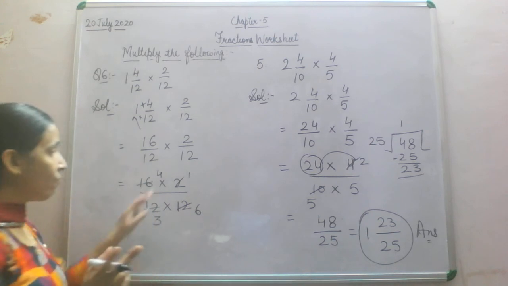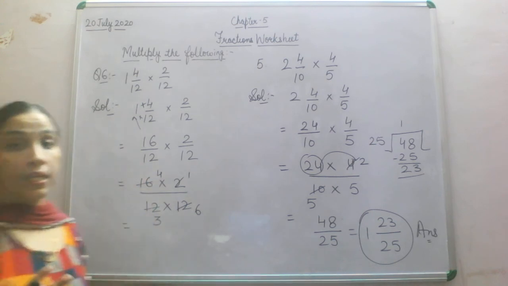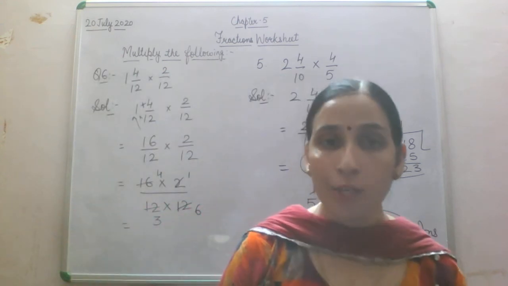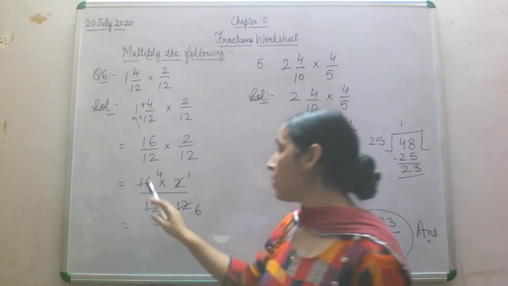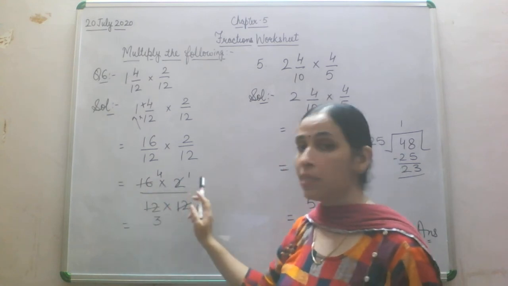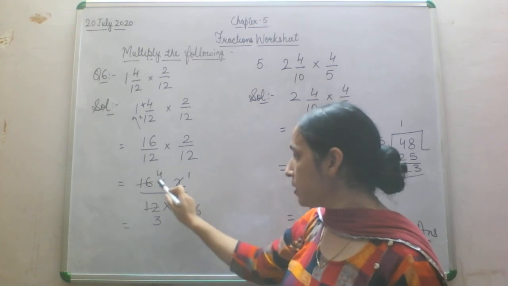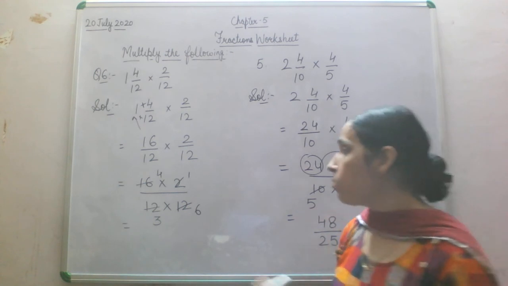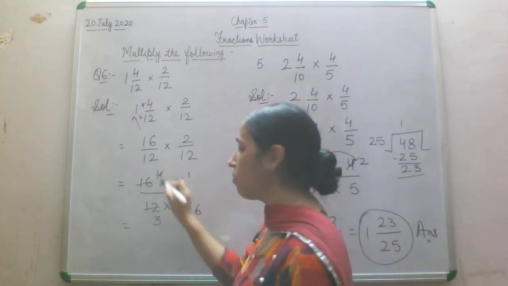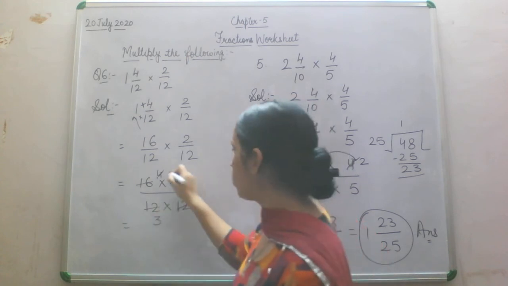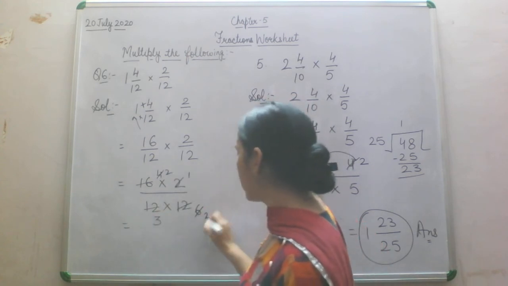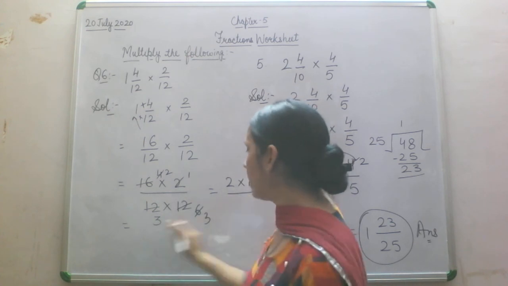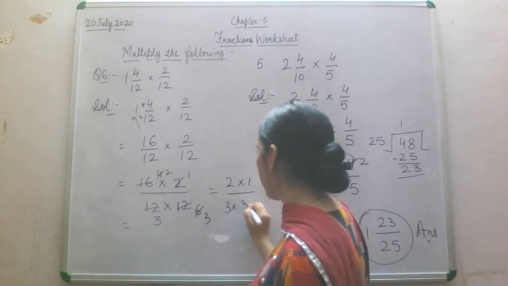Now you can see 4 and 6 again. This cancellation you can do with any numerator and denominator, but we cannot cancel the numerator by the numerator. The cross cancellation can be done until you get numbers that don't have any common factor. So 2 twos are 4, 2 threes are 6. Now above you will get 2 multiplied by 1, and in the denominator you will get 3 multiplied by 3.